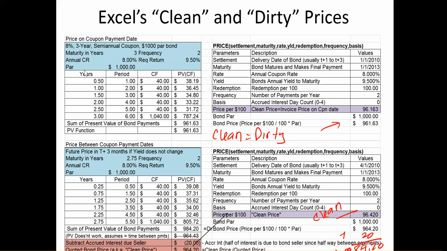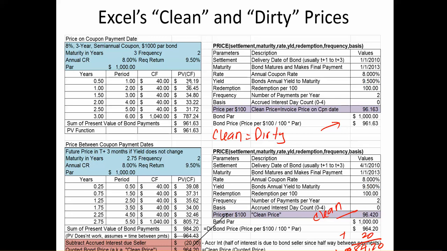So my years are half a year, 1 year, 1.5, 2, 2.5, 3 years are the payments. And since it's an 8% coupon, semi-annual payment bond that has a par of 1,000, it pays $80 in interest a year or $40 every 6 months. So you can see the coupons. And then at maturity, you get the par plus the coupon.